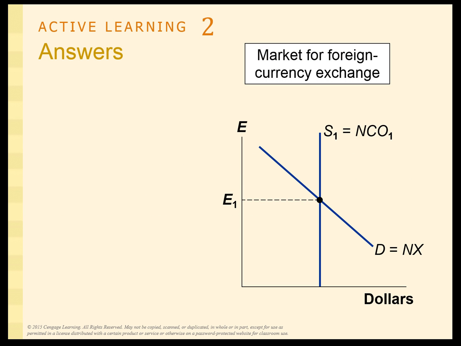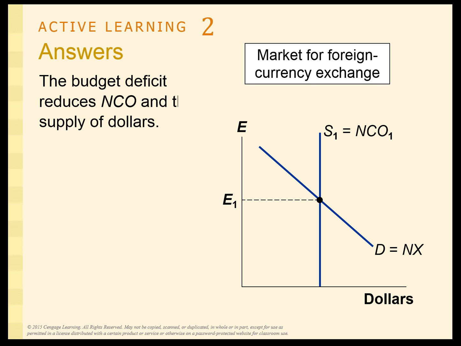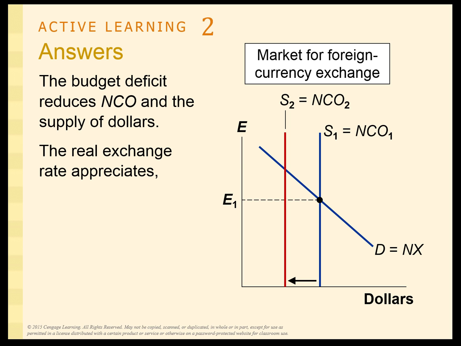All right, so let's add in the market for foreign currency exchange, right? What happened? Well, we know that the NCO fell because we did that last time, which means the real exchange rate appreciates. That means that one US dollar used to be able to only buy, say, 13 pesos, and now it can buy 20 pesos. And that's what it means for the real exchange rate to appreciate. And so it reduces net exports, right?